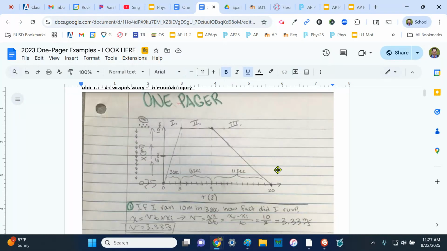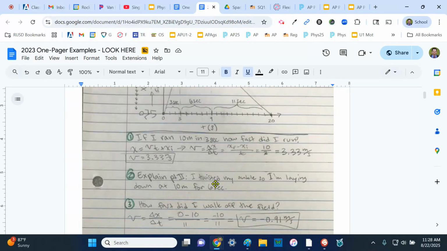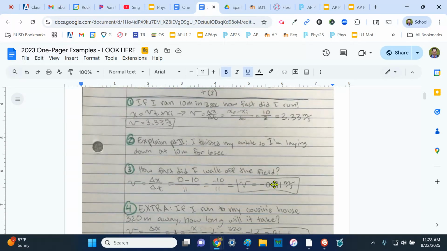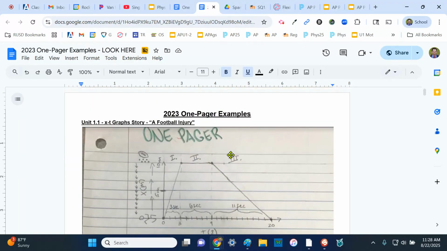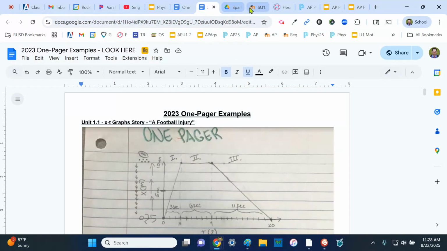Okay, this one. Oh, this one's also fast, stopped, slow. It's not supposed to be the same order. So this one is a little bit wrong too. Just do something unique. Okay, this one is running on the football field, right? Twisting the ankle. So laying down, writhing in pain, right? And then walking off of the field, right? So same exact idea. Very nice. And then now walking to the cousin's house as the extra, right? So 3 things on the graph, 1 extra gives you 4. And that's something called your one pager.